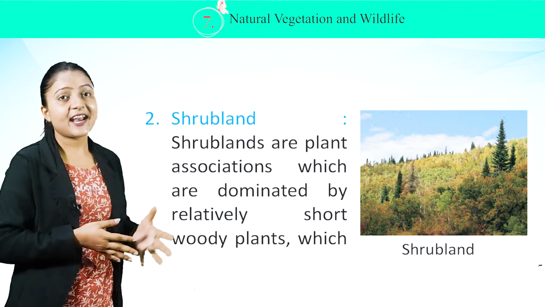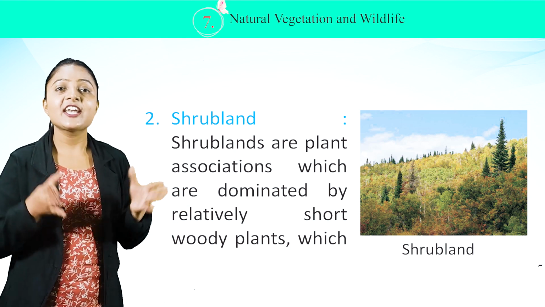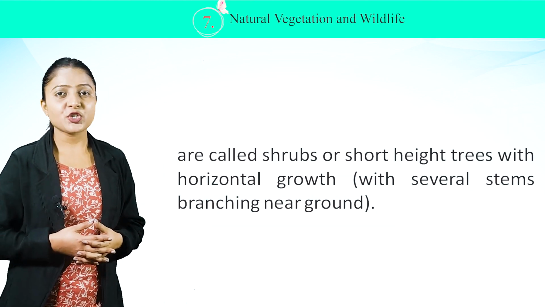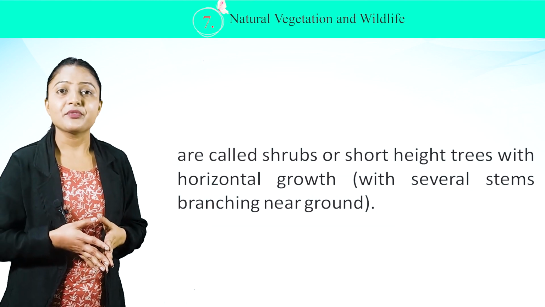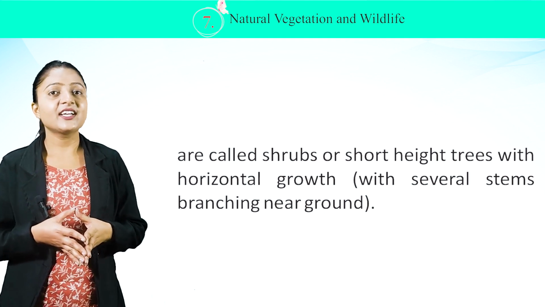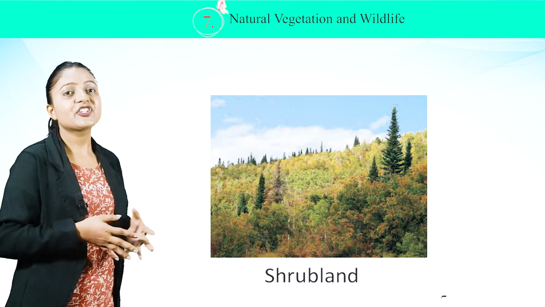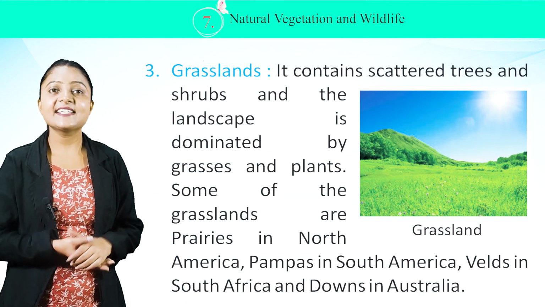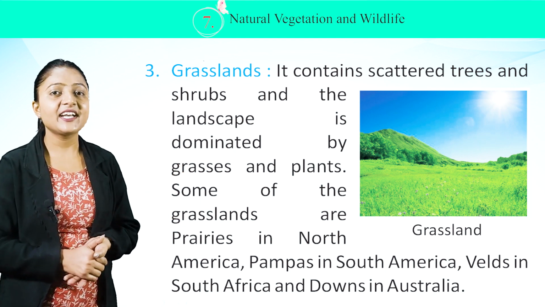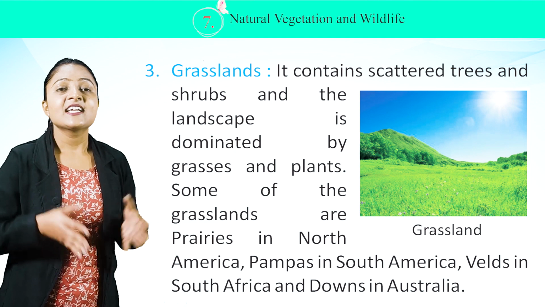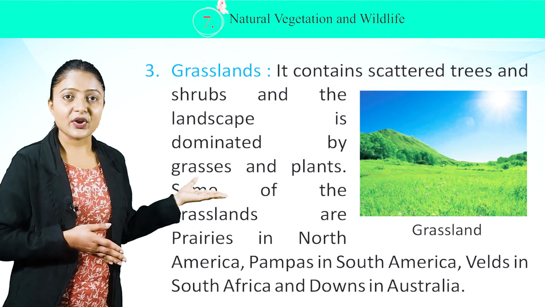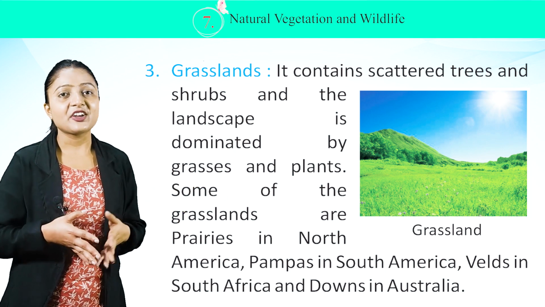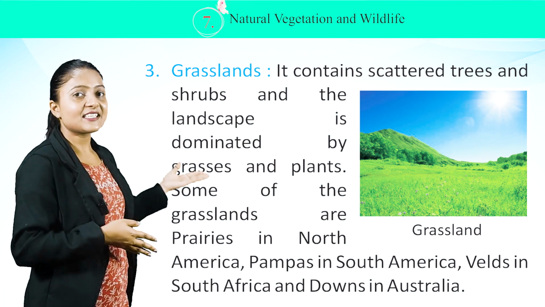Number 2. Shrubland. Shrublands are plants association which are dominated by relatively short woody plants, which are called shrubs or short height trees with horizontal growth, with several stems branching near ground. In this image, you can see shrubland. Number 3. Grasslands. It contains scattered trees and shrubs and the landscape is dominated by grasses and plants. Some of the grasslands are prairies in North America, pampas in South America, velds in South Africa and downs in Australia. You can see grasslands in this image.